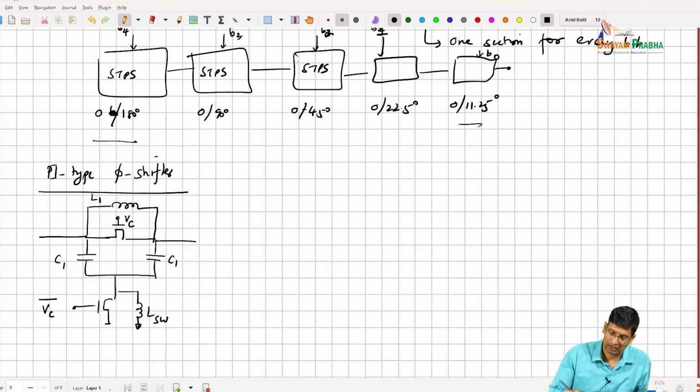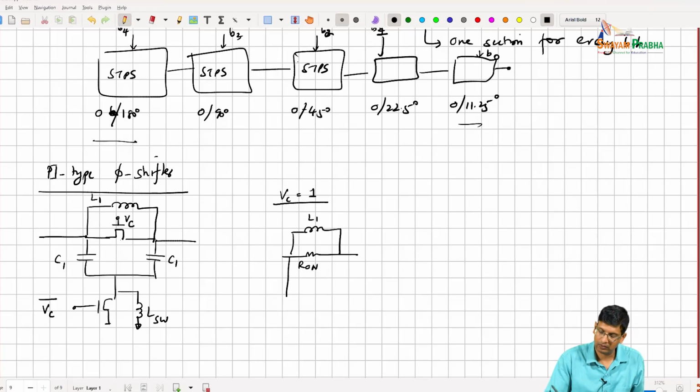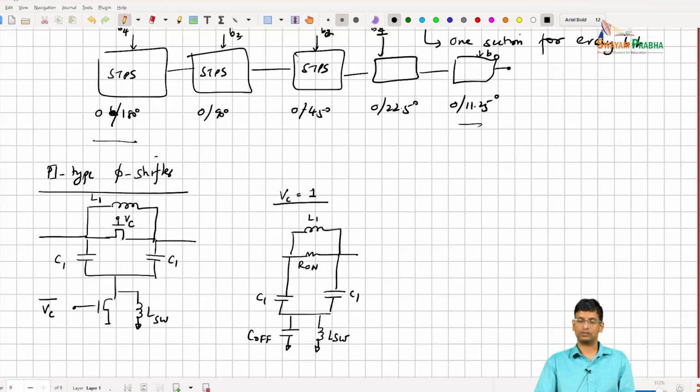So there are two states to this. V control is 1: this network looks like this, R on, and then you have L1 up here, and across here you have C1. But when this switch is off, what you have is C off, and you have L switch. So this is what this looks like.